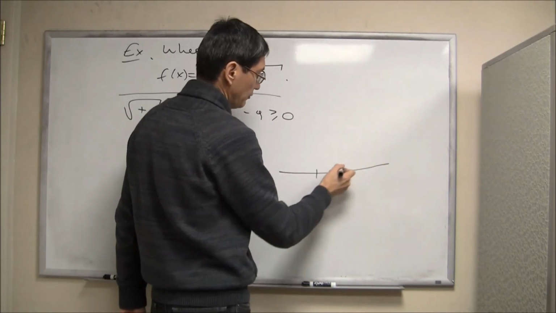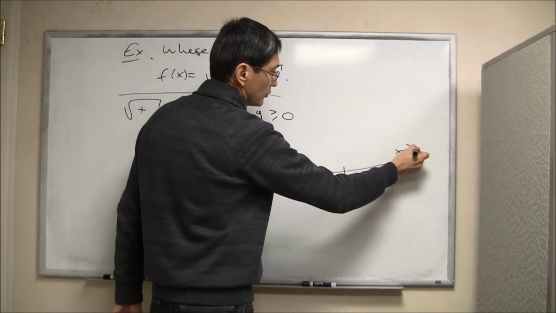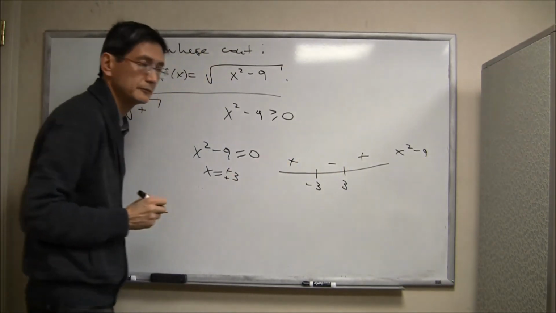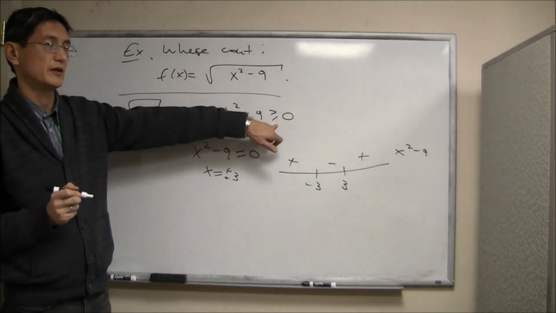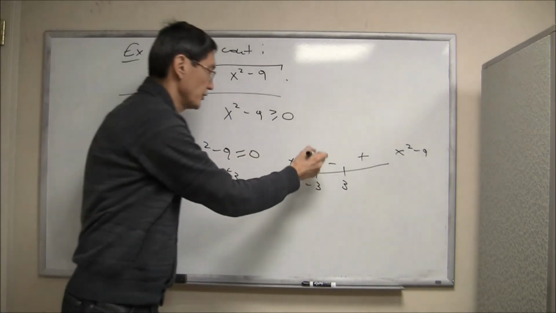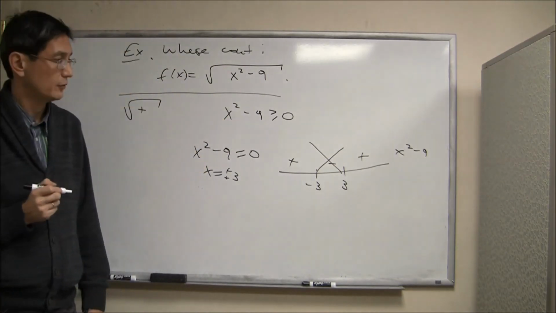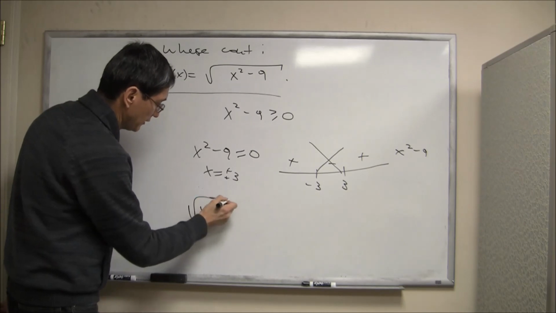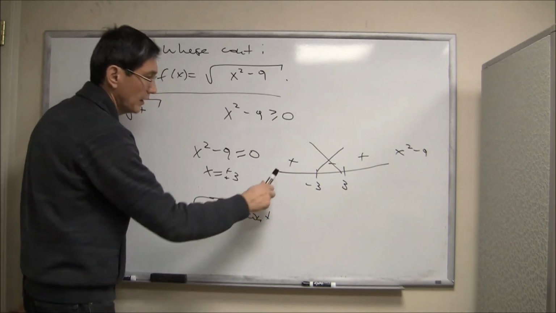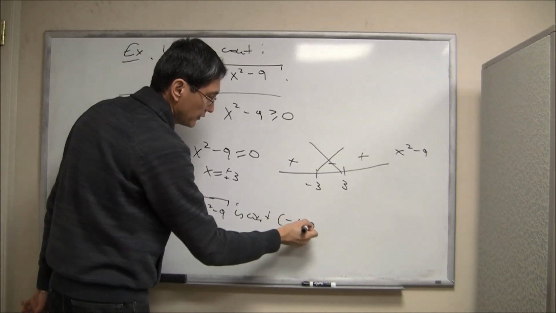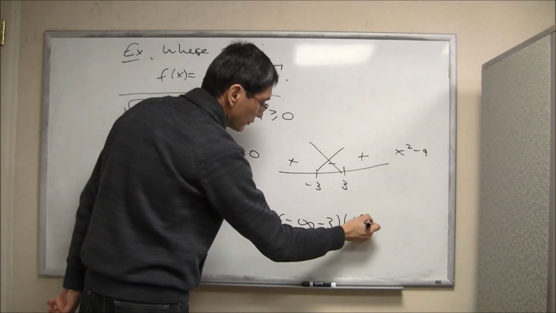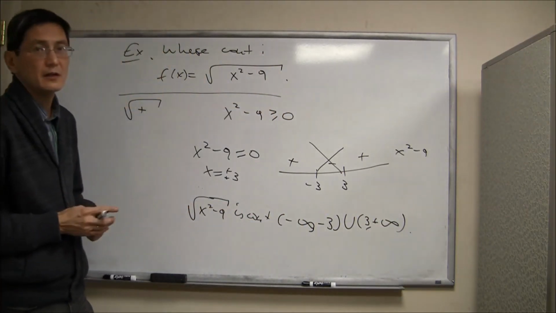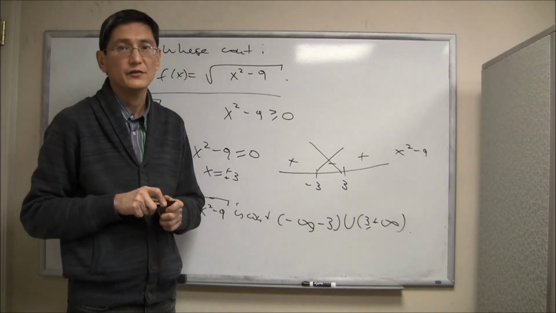So we draw a number line, put minus 3 and 3, and x squared minus 9. Pick a sample point, so we get plus, minus, plus. Now you recall what we want from x squared minus 9. We want it to be positive, so we discard the middle interval from negative 3 to 3. So we say the square root of x squared minus 9 is continuous, and we have two intervals to write down: from negative infinity to minus 3, plus from 3 to plus infinity. So I'll stop somewhere here, and we'll finish the rest of it tomorrow in class.